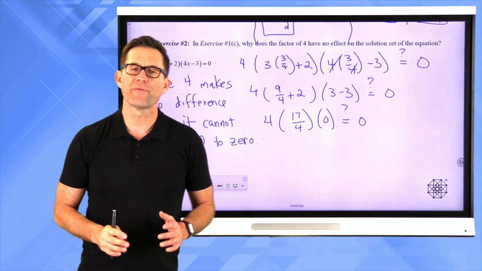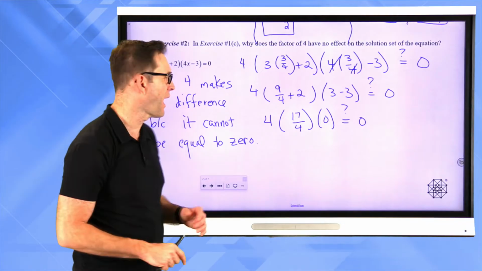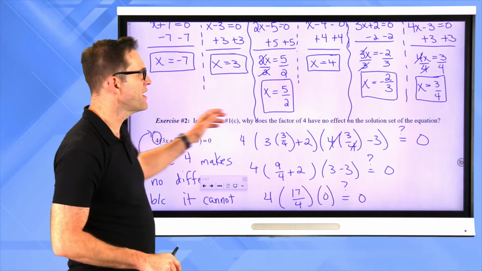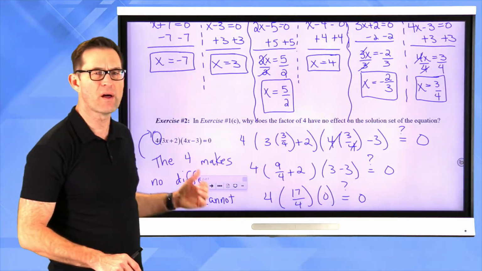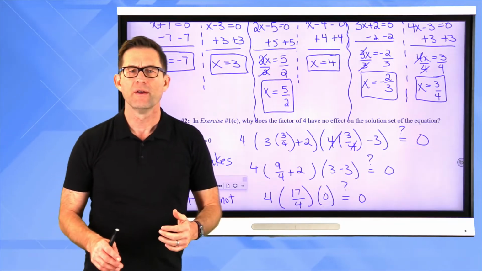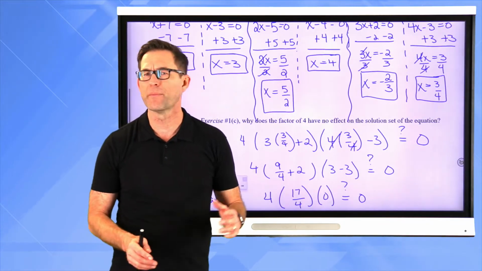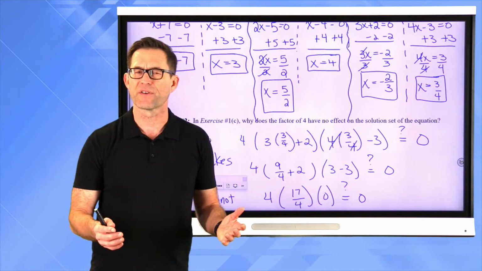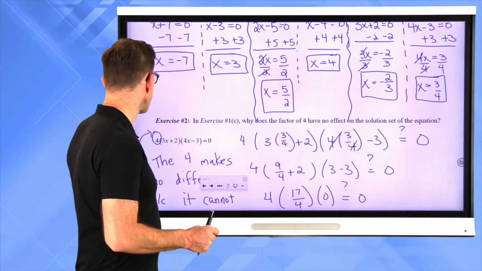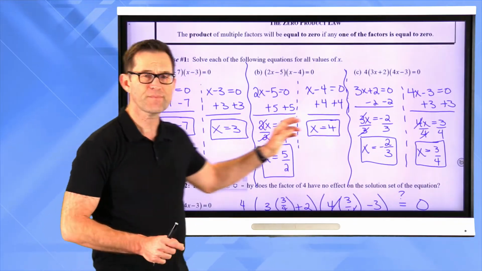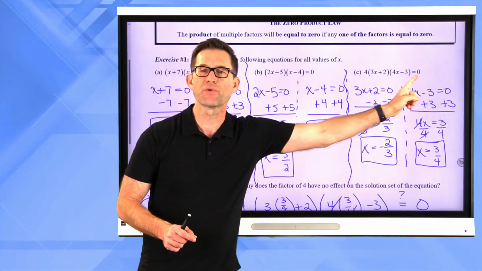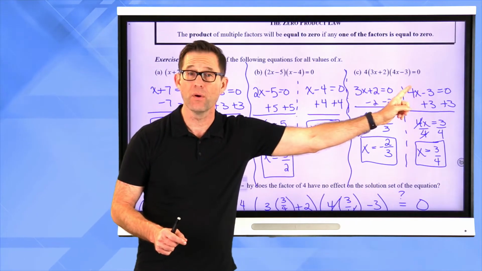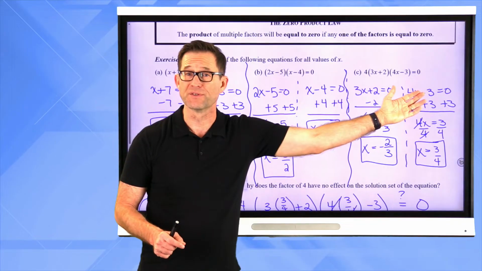And I like to point that out to students because sometimes what will happen is, they might take the two solutions and then say, well, there's a 4 sitting there, so maybe I have to multiply them by 4, or maybe I have to divide them by 4, or something like that. And that's totally not the case, right? The zero product law basically says, as long as one of these 3 factors is equal to 0, then the whole product will be equal to 0.